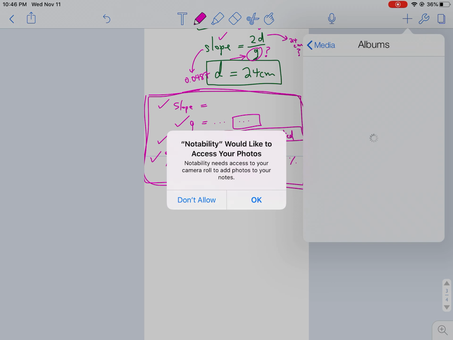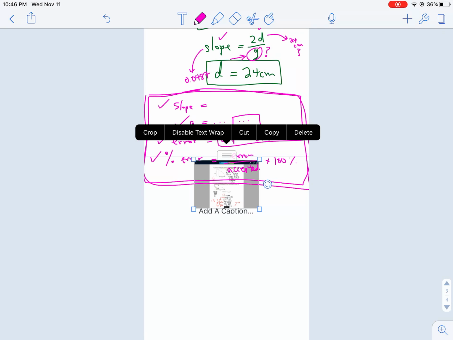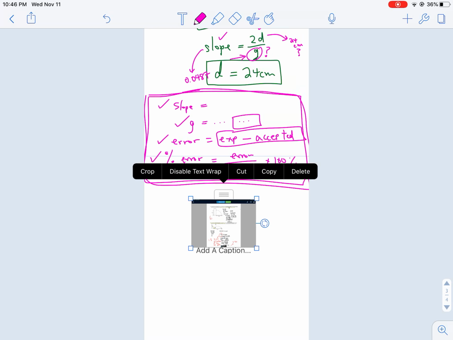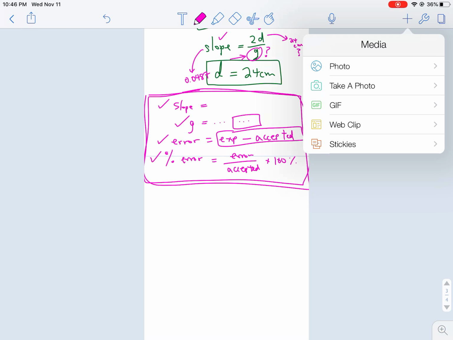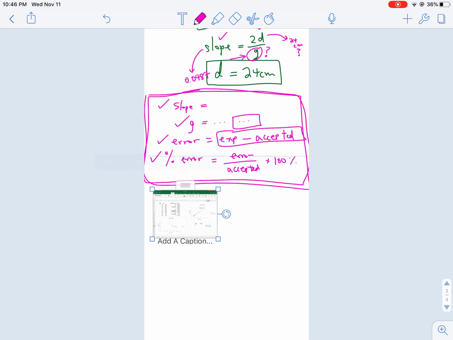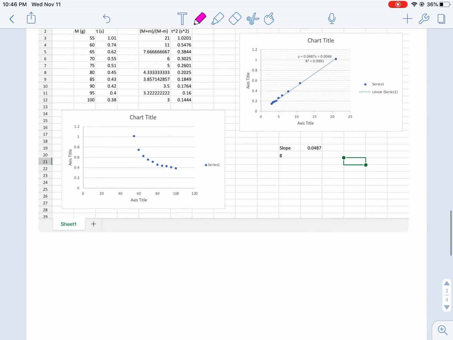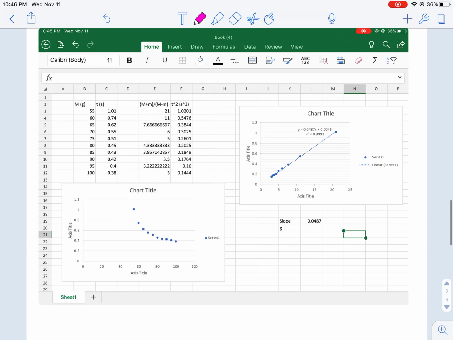Insert photo, okay. All photos, and I click on my note. Whoops, that's not the right one, delete. And so I insert that photo, make it nice and big so that it's clear, and this is what you submit to Schoology. So you're only going to submit one file, but it will have both your work and also your Excel sheet. Submit that as a PDF to Schoology, and you are done.